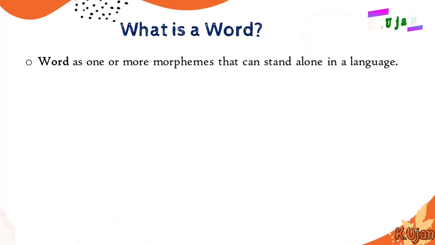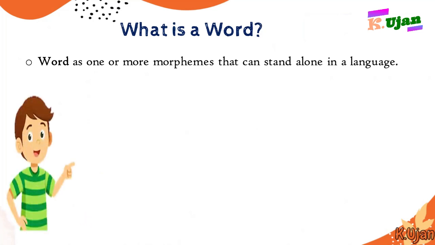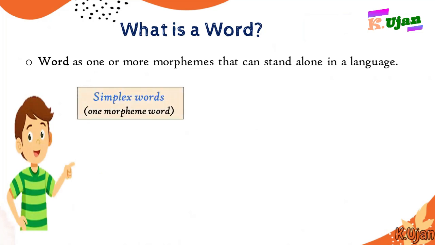We already learned to some extent in our previous lecture what a word is. Once again, we are going to define a word as one or more morphemes that can stand alone in a language. So a word may be formed of one or more morphemes and can stand alone in a language. Our words are of two types. Number one, we call them simplex words. Simplex words, or we may say simple words, are formed of one morpheme, that is a word.